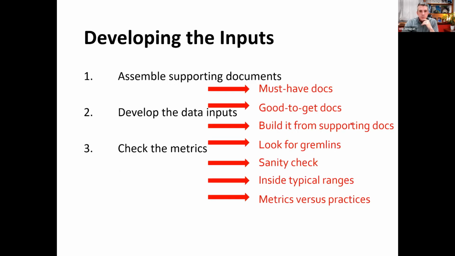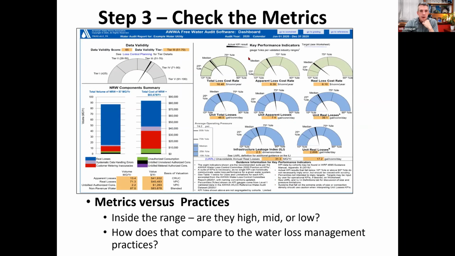So once you've developed those inputs, look for those gremlins that we're always looking for, and sometimes it feels like whack-a-mole, but once you start to think about them, you then start to look for them everywhere, and it actually becomes a bit more intuitive. Once you have that, then it becomes a sanity check of the metrics again, and you're really looking to see if those are inside typical ranges, and those are now easy to see. We've got a nice set of speedometers, and we can quickly see if it's between the low and the high end of the speedometer.